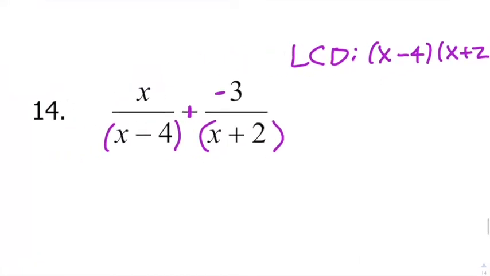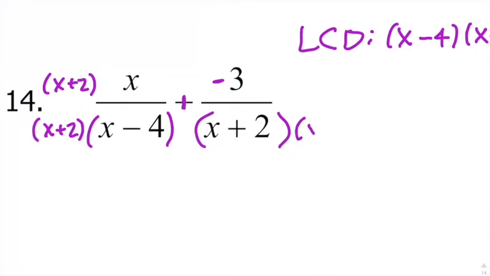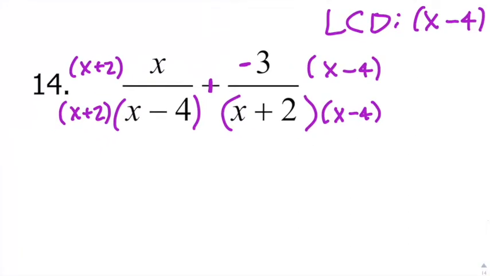Okay, ask yourself what you're missing here. The first fraction is missing that x plus 2. Multiply the top and bottom by x plus 2. Okay, second fraction, that is missing an x minus 4. So we're going to multiply top and bottom by x minus 4 right there.